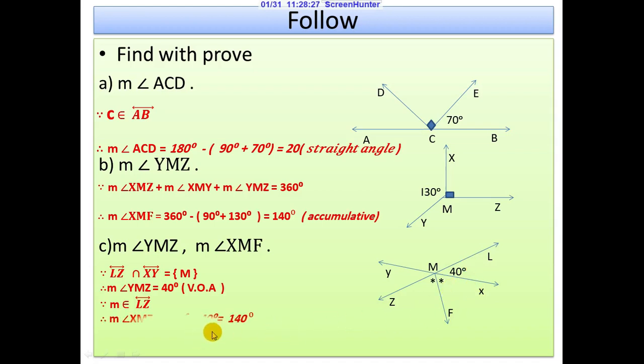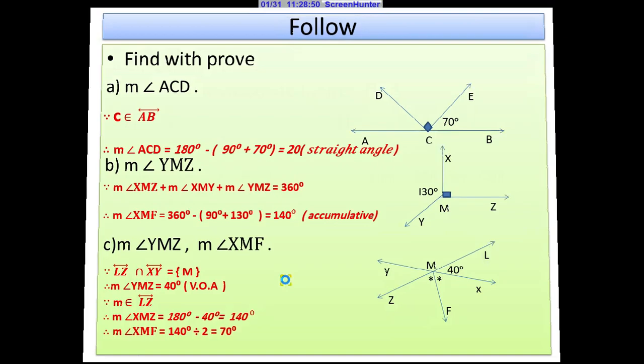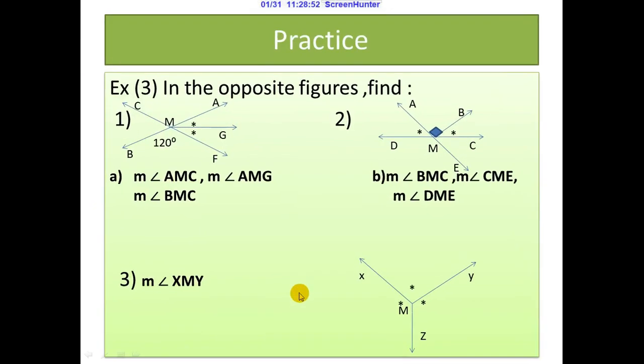Therefore, measure of angle XMZ equal 180 minus 40 equal 140 degree, and then we can find the required angle, measure of angle XMF. It will be equal finally 140 divided by 2 equals 70 degree. And we can take a brackets, try to solve it by yourself.